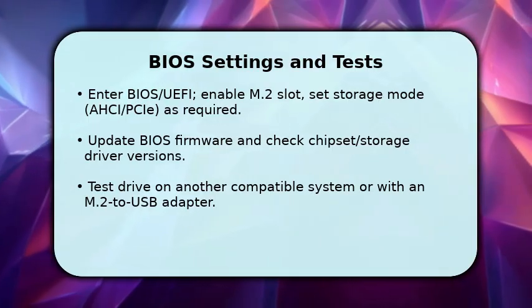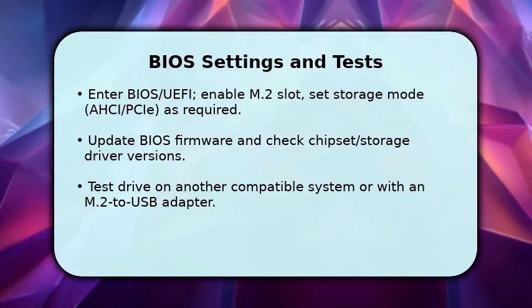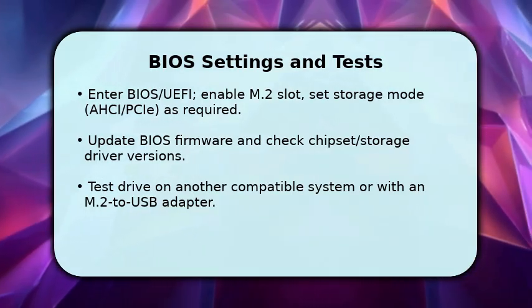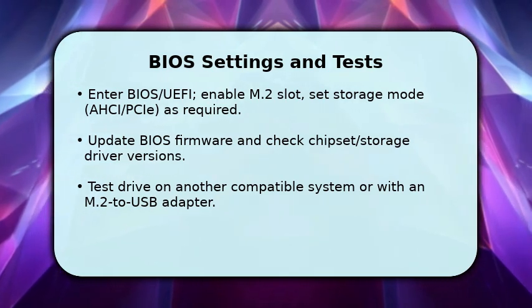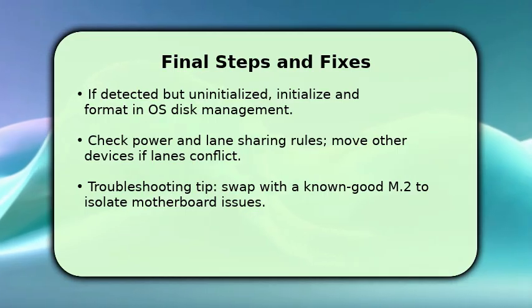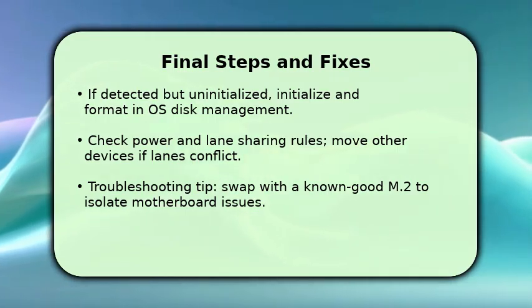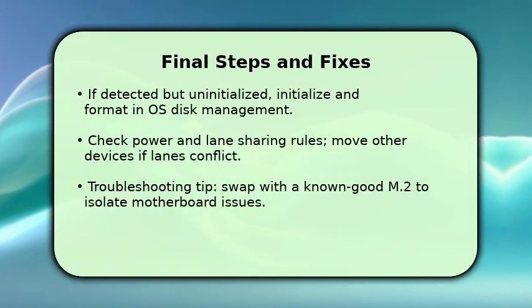If uncertainty remains, test the M.2 in another compatible system or use an M.2 USB adapter to isolate motherboard versus drive failure. This narrows down where the fault lies. If the BIOS shows the drive but your OS doesn't, you need to initialize and format it in disk management. That makes partitions visible. Also review lane sharing rules in the manual.